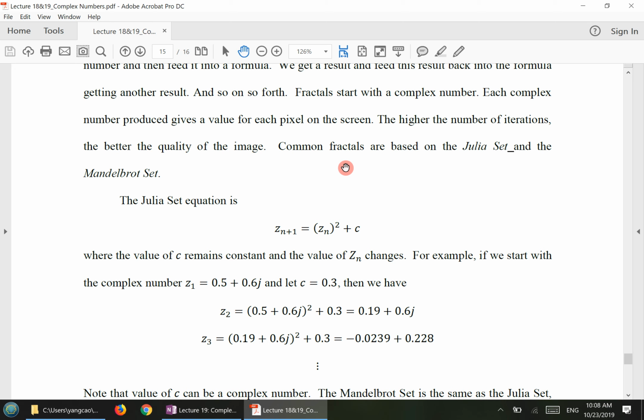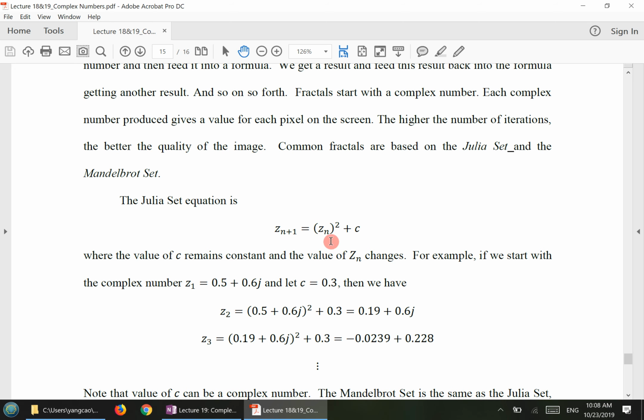So for complex numbers here, there's the so-called Julia set and the Mandelbrot set. The Julia set equation is this. You have a complex number, and you form a so-called recursive equation. You see here? The next one equals the previous one squared plus an initial constant. It could be a complex or a constant real number. So this is a recursive one.